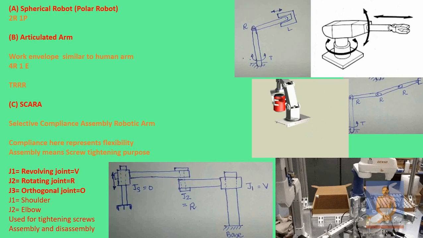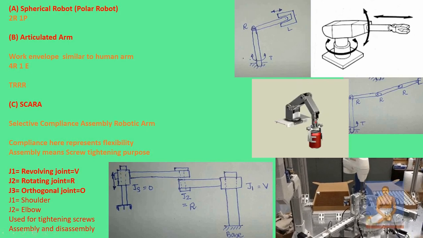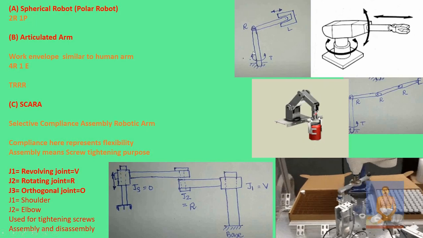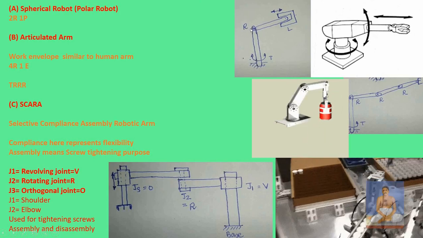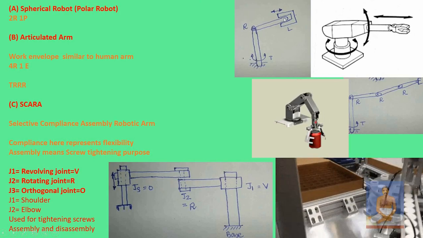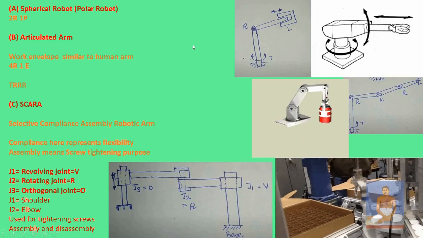Now if we come to the spherical robot, it is composed of two revolute and one prismatic joint. So here it is one revolute, this is the second revolute, and this is the third one, the prismatic joint, and it is represented by this diagram.